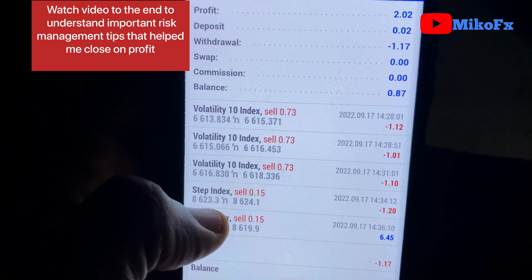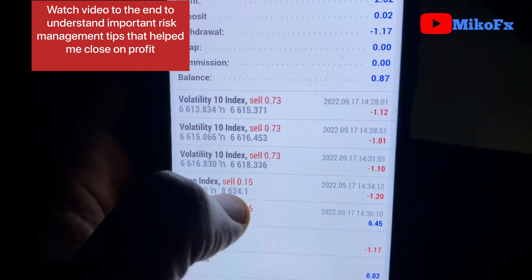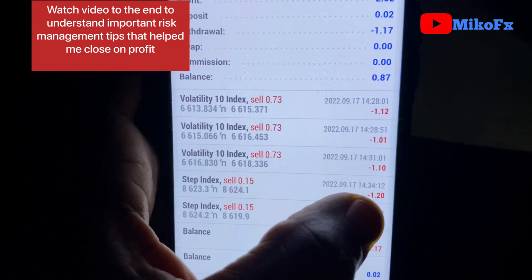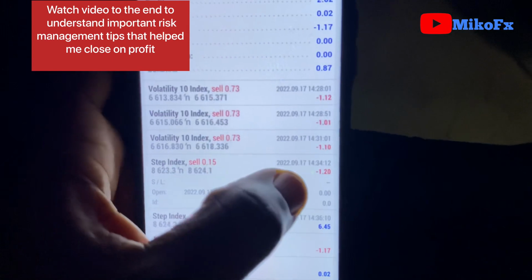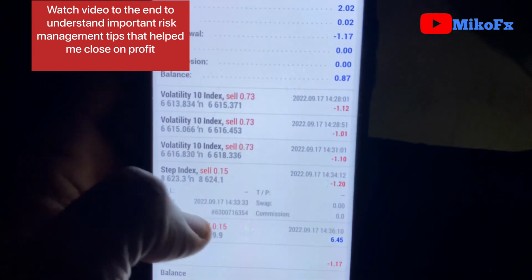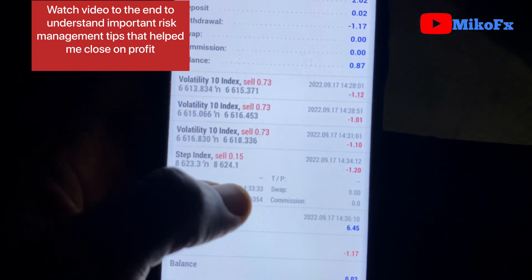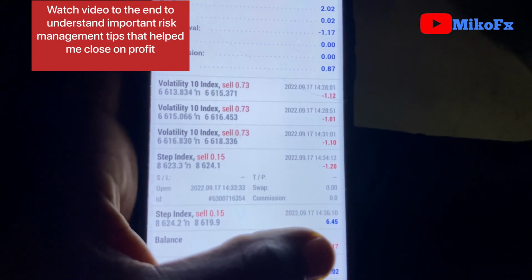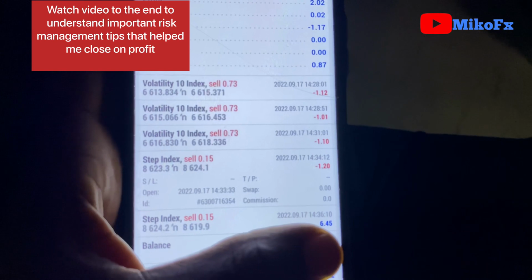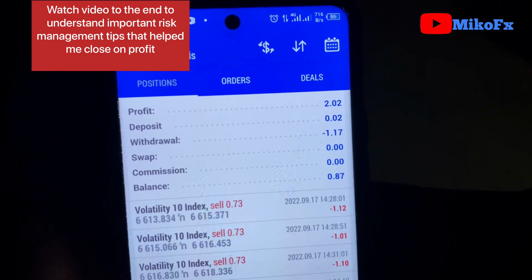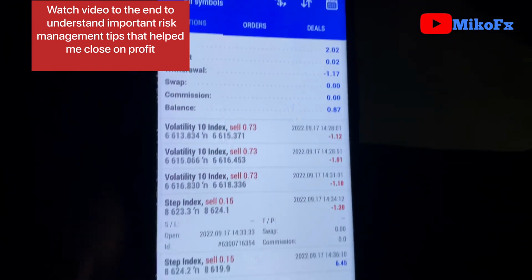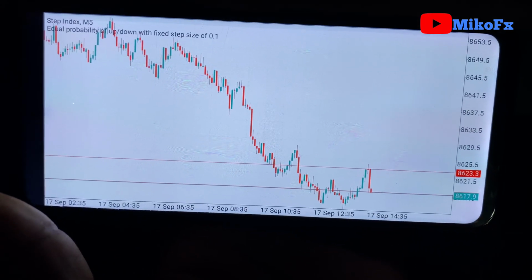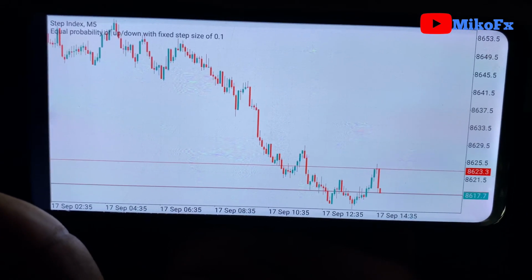On the step index, I know it's going to reverse because I used a very tight stop. That's why I lost the first trade. At this point I was down by almost $4 plus. You understand? Then being sure that it's going to reverse, I took another trade and it went the way it went, giving me $6.45. So guys, I'm up by $2 profit. So we are still going to continue. I'll go look for more trade opportunities and I'll tell you how it goes.